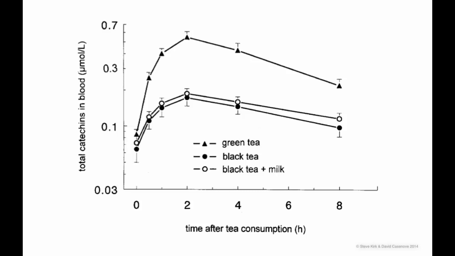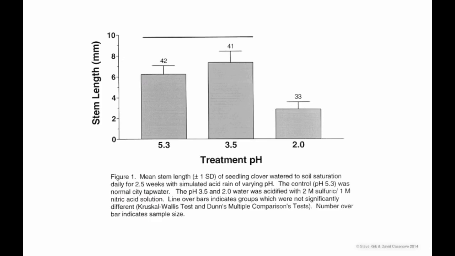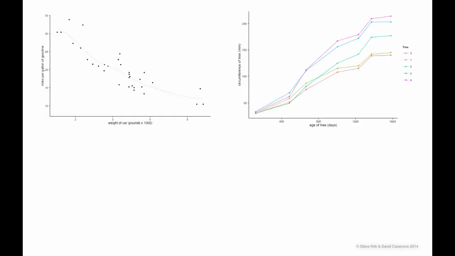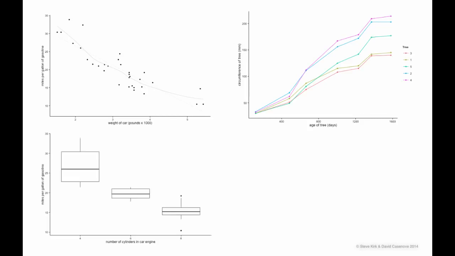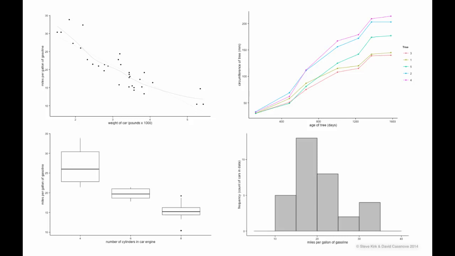Now there are many different types of graphs you can use to show your results. This is a line graph. This is a bar graph. Here is a scatter plot. Here's another line graph, this time with colors. This is a box and whiskers plot. And this is a histogram.